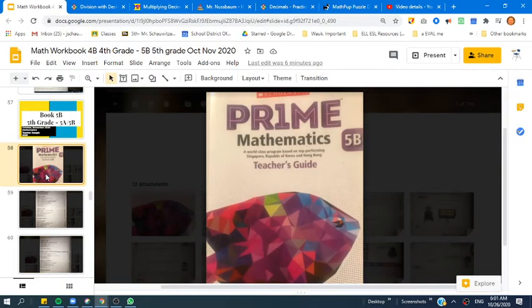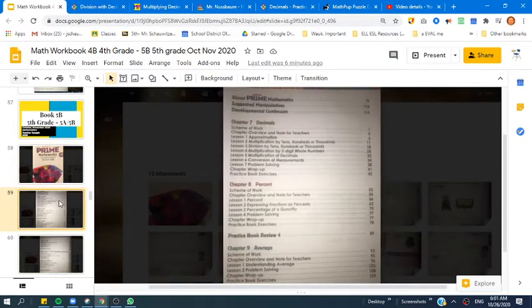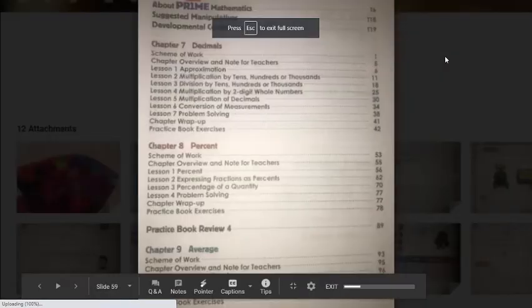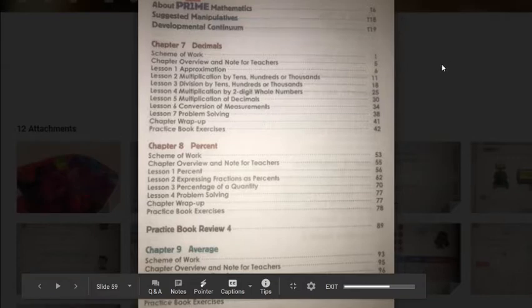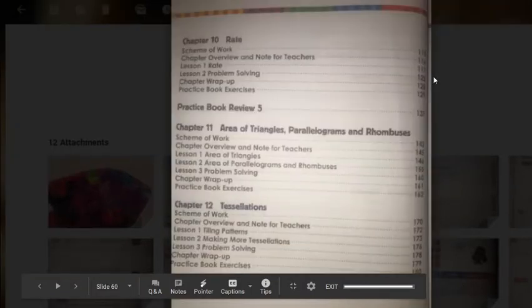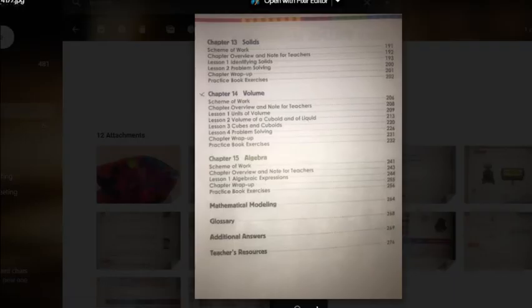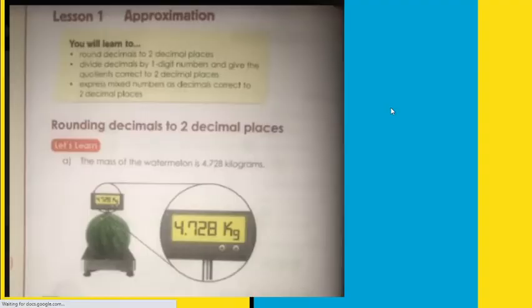You are going to be using your 5B book today. So if you don't have that book, please go get it. It's important that you use that today. In your 5B book, there are tons of topics that we will not get to, unfortunately, this year. For example, we're going to start with decimals today, and then there's also percent, average, rate, areas of triangles and parallelograms, tessellation, solids, and volume. And then there's algebra. We're not really going to get to any of those topics in depth, but we will kind of see a couple of them just on the surface.